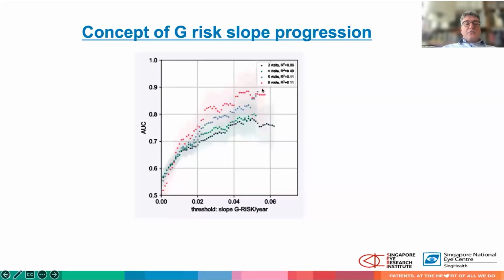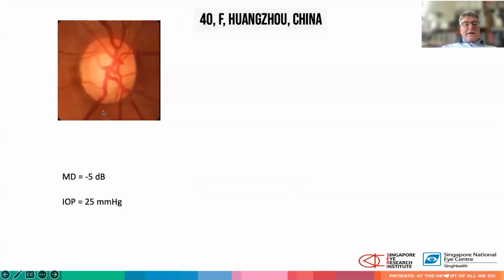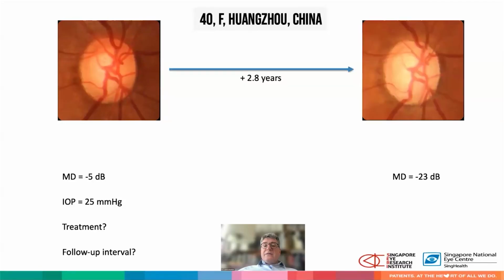And let me show you one case, and this is an interesting case that stems from China. This is a 40-year-old female. You see here the fundus photograph, and it is glaucomatous without any doubt, but it is not very severe. It is maybe a mild to moderate glaucoma with an MD of -5 decibel. The patient, this is the first visit, had an IOP of 25 millimeters of mercury. And the question is, of course, what should be the treatment and what should be the follow-up interval?